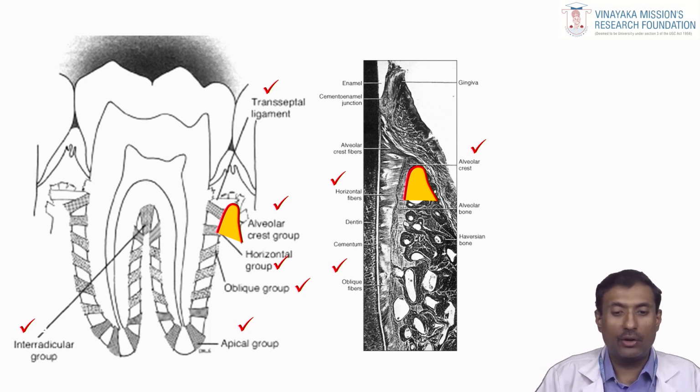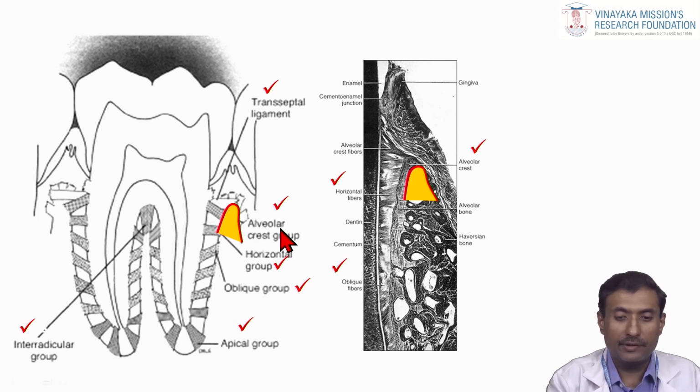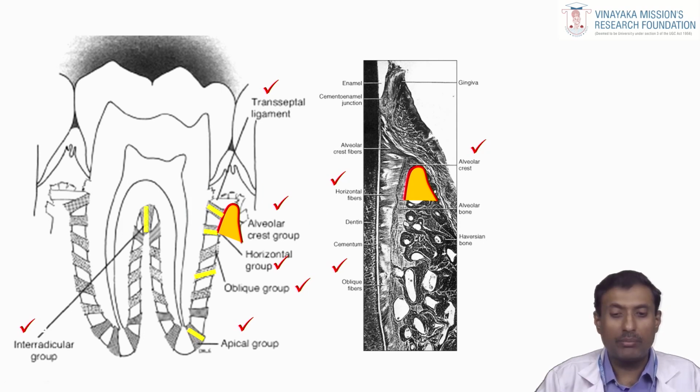Just to show you where they are located, above the alveolar crest fibers, as you can see here. This is the alveolar crest group of fibers and they are located above it. Now transeptal, from the name itself, they move from one tooth to the adjacent tooth. These are the direction of the fibers, which I marked in yellow.